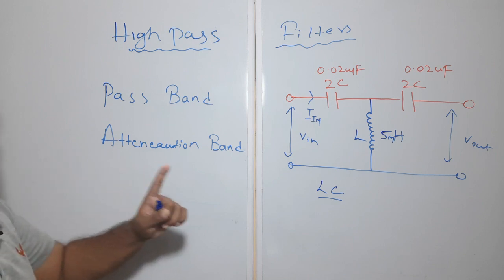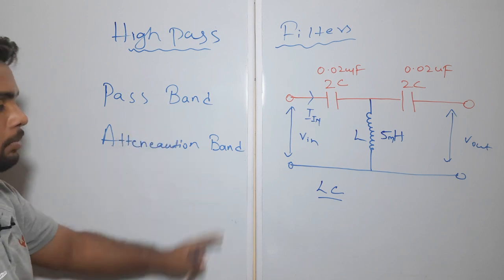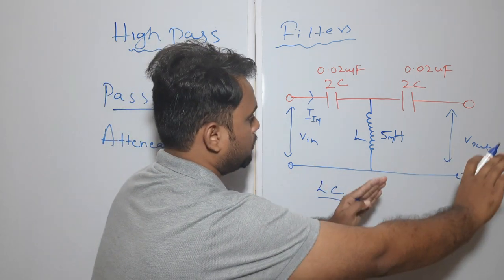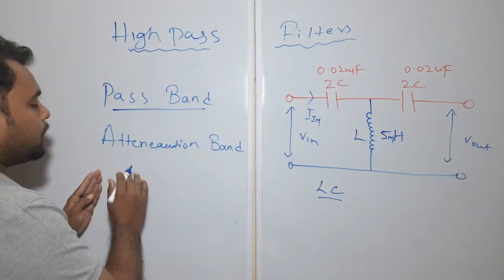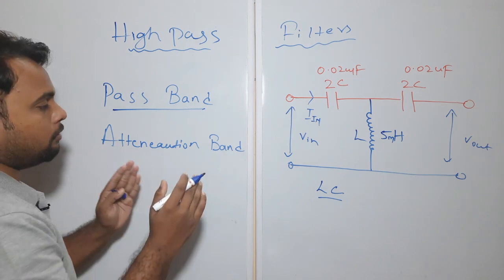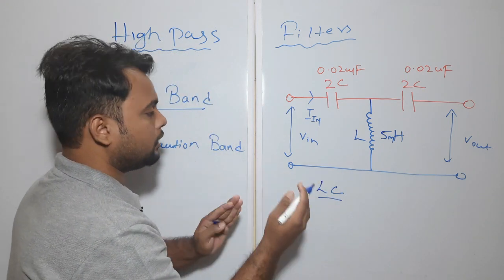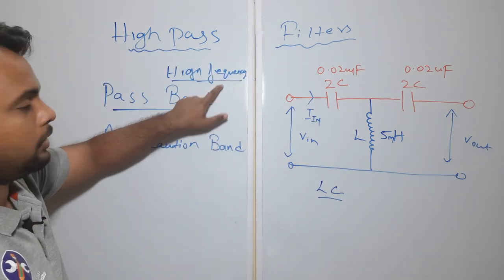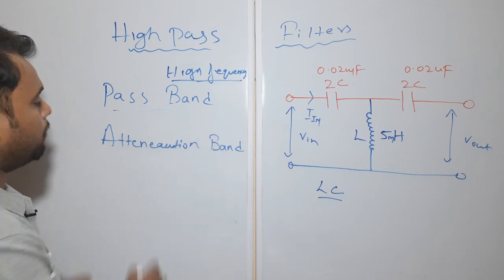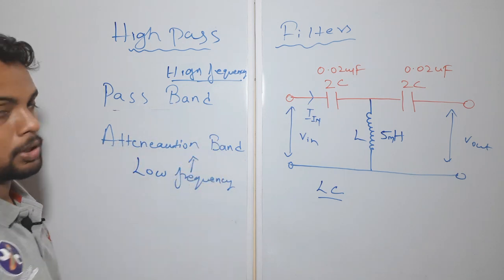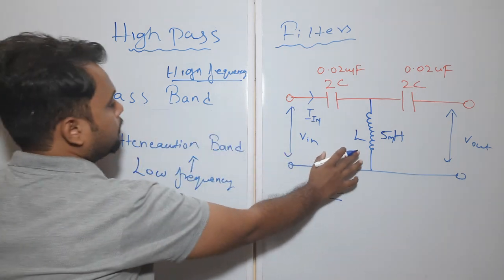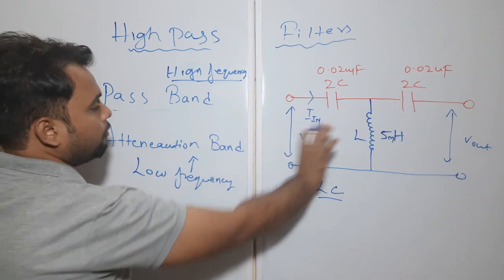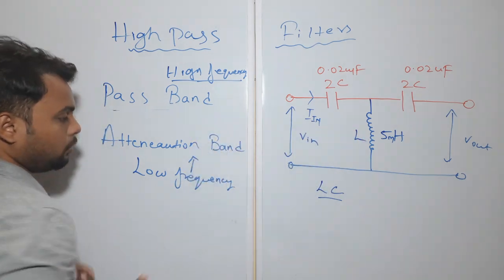Now here we have to study two bands, the pass band and the attenuation band. The pass band is the bunch of frequencies that will pass through the filter. The attenuation band is the bunch of frequencies which will not pass through the filter. It is the band which will be rejected by the filter. In the case of a high pass filter, the high frequency wave will be inside the pass band, but the low frequency will be inside the attenuation band. That means the filter will allow the high frequency wave, that is the pass band, and the low frequency wave will be rejected by the filter, that becomes the attenuation band.